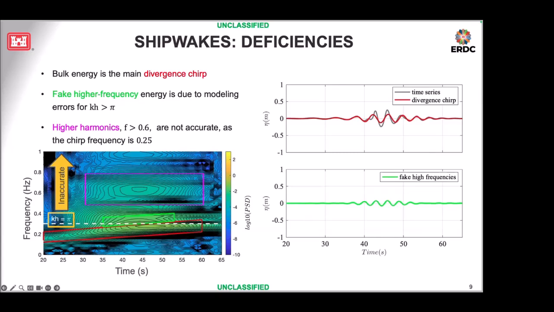If you analyze the main divergence chirp of the ship wake, the frequency is about 0.25, so these higher harmonics are not accurate. And then you see the right figures are a decomposition. This gray line here is the blue, the red, and the green line added together. So we can see these fake higher frequencies distort the main time series divergence chirp.